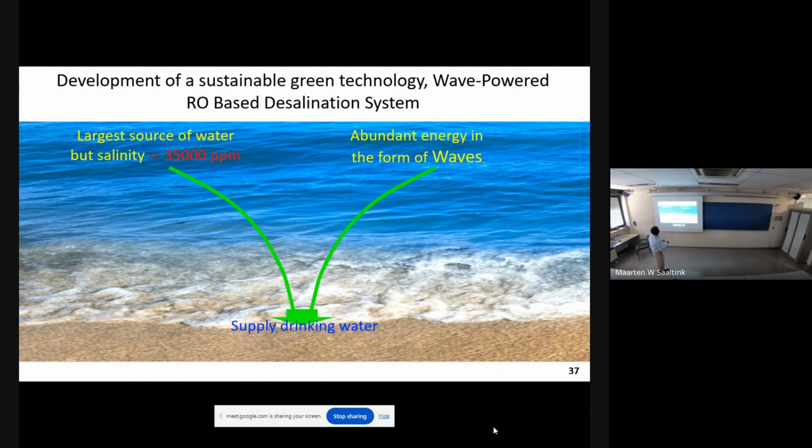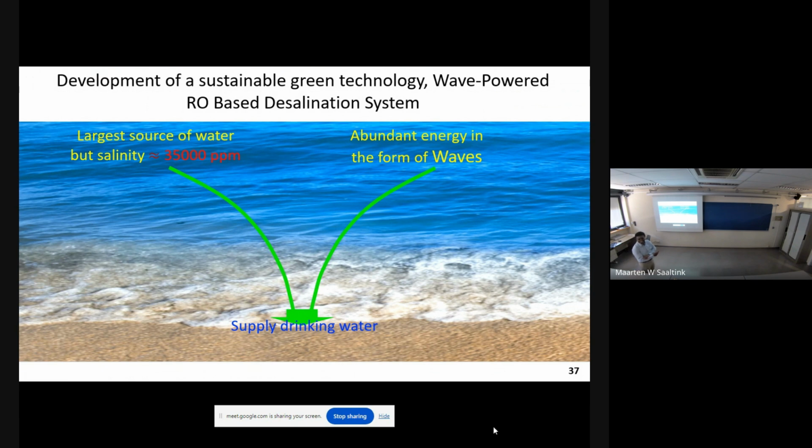Okay, so the energy will come from the abundant waves. No electric energy from the grid. And the water will come from the sea, but the output will be potable water, drinking water or fresh water. So, how do we do that? We have a wave energy converter.